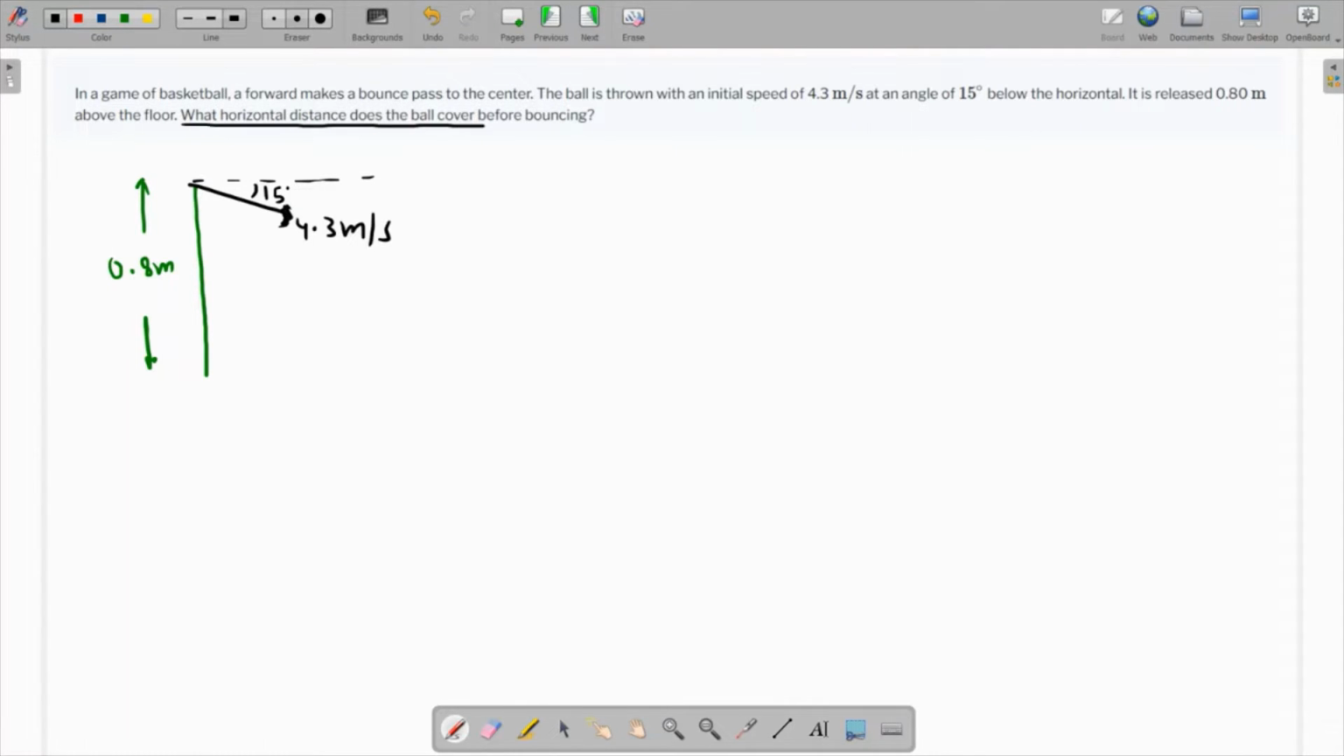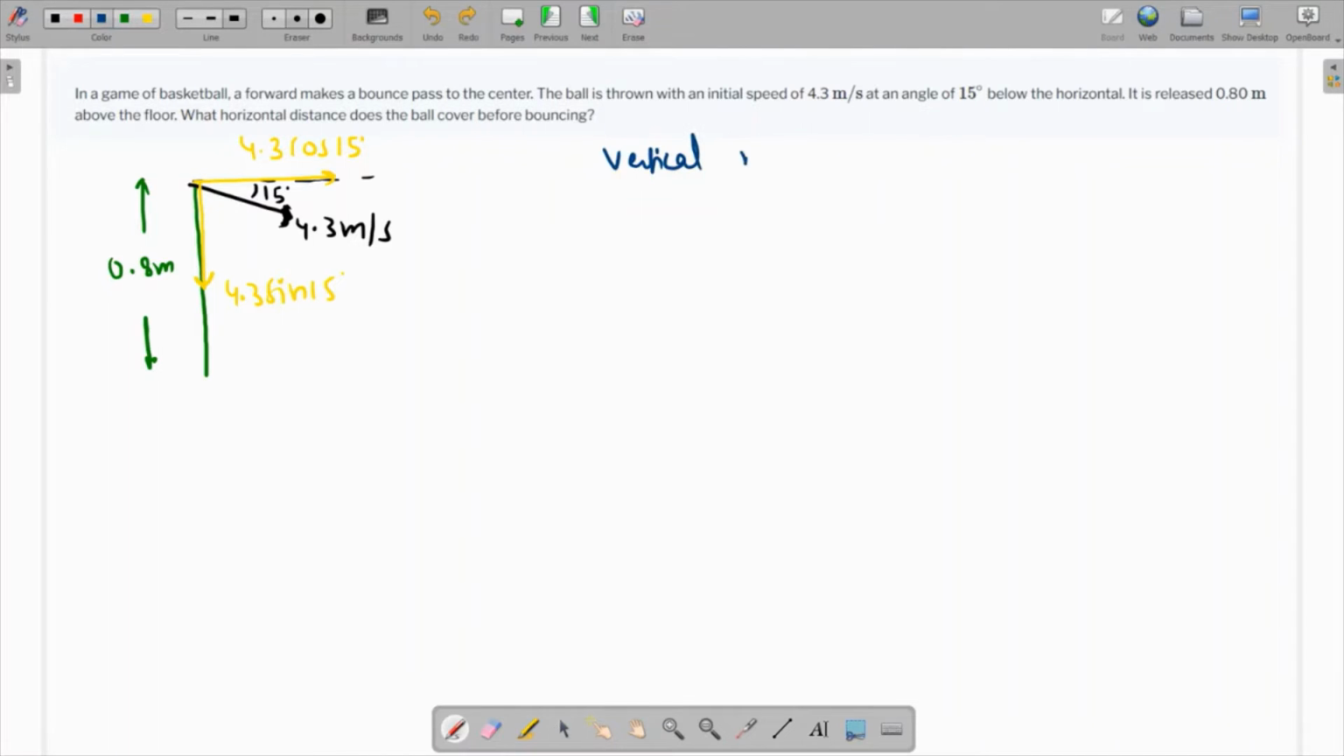So what horizontal distance does the ball travel before bouncing? So let's make the components of the velocity here. The horizontal component is going to be 4.3 cos 15 degrees, and the vertical component is going to be 4.3 sin 15 degrees.